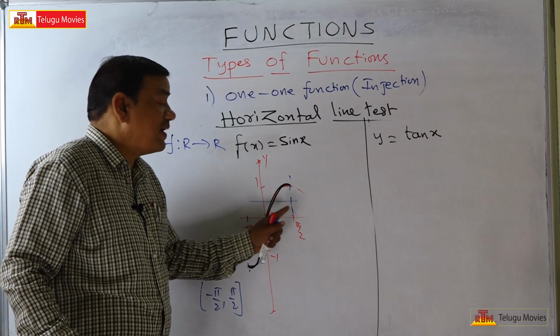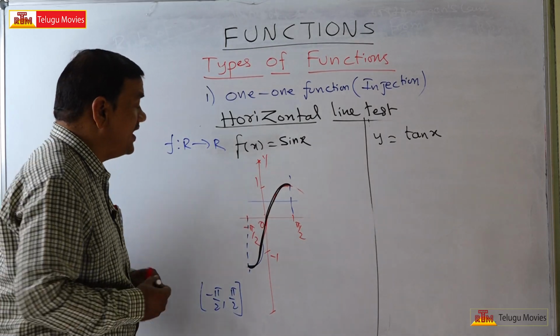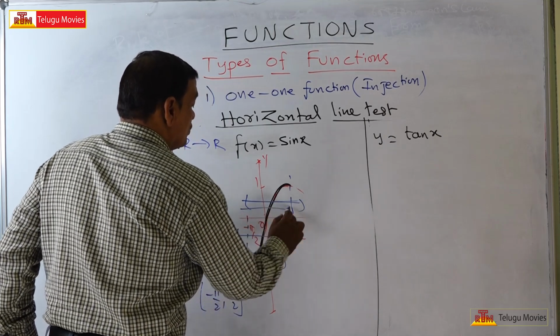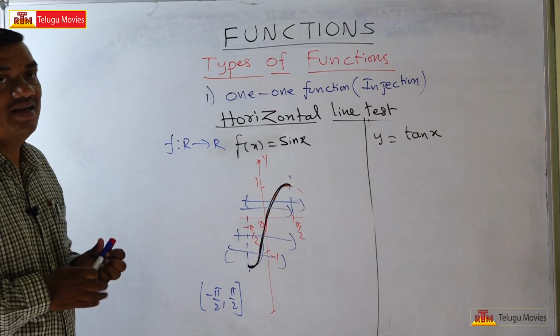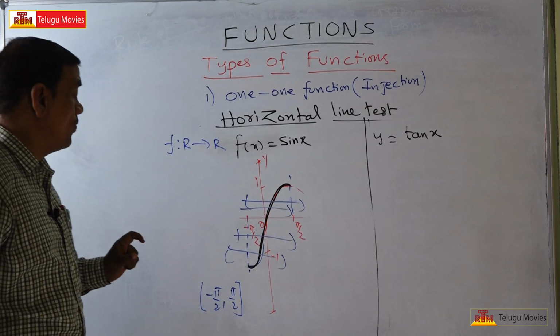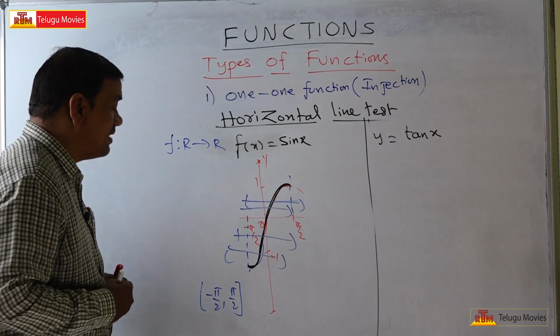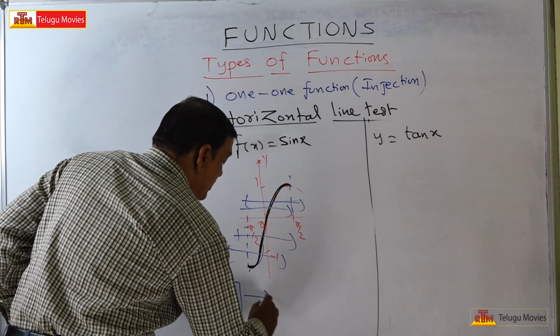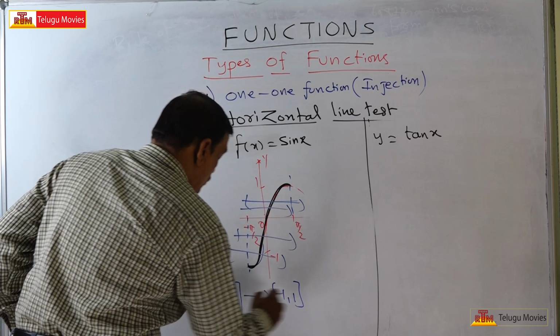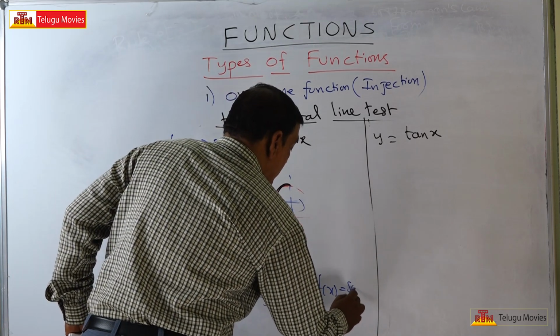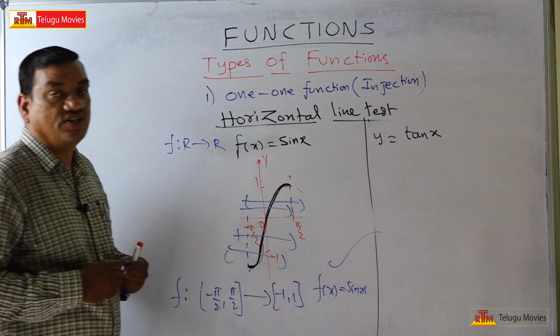So from minus pi by 2 to plus pi by 2, you draw a horizontal line. So here, see here, see here, see here. It intersects the curve at only 1 point. So if the interval is from minus pi by 2 to plus pi by 2, and your range is obviously minus 1 to 1, then your function f of x equals sin x is a 1-1 function.